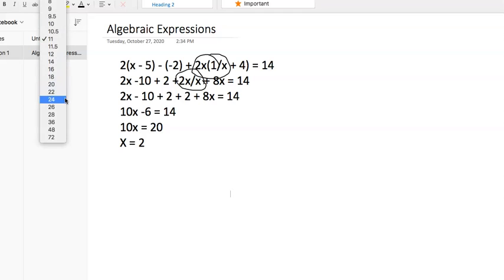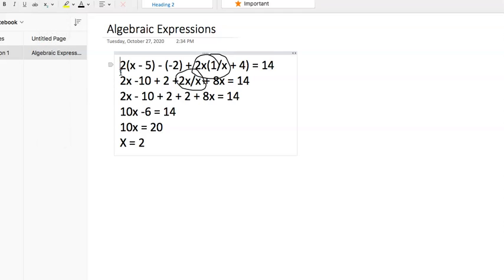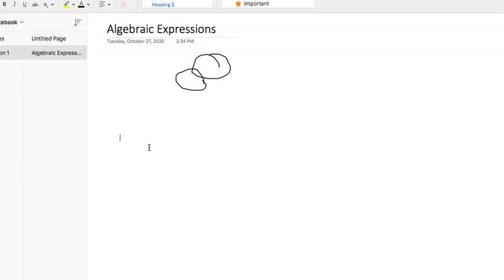Okay. And get rid of all that. And I'm just going to pretend that's not there. Okay, what's next? x divided by 3 plus x divided by 4 equals 5. Okay, how do you do something like this?